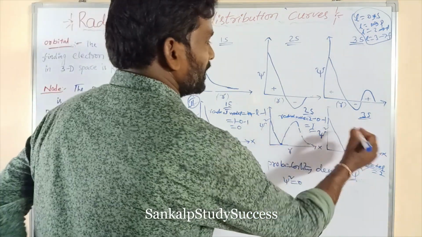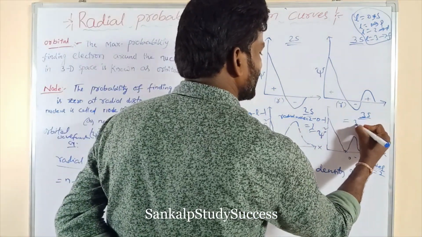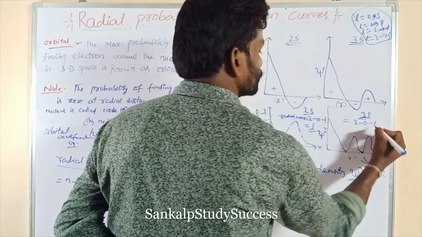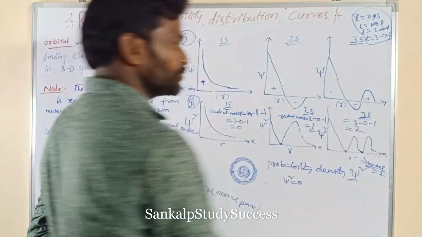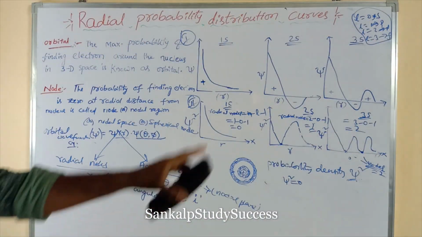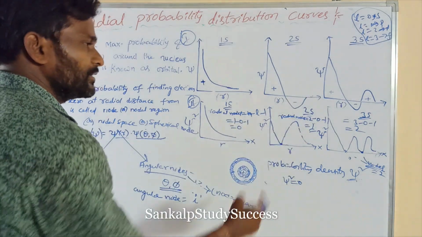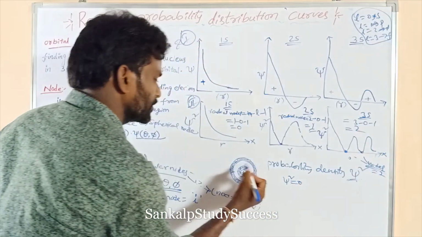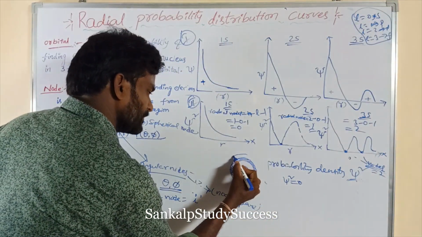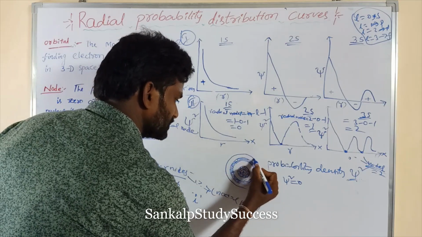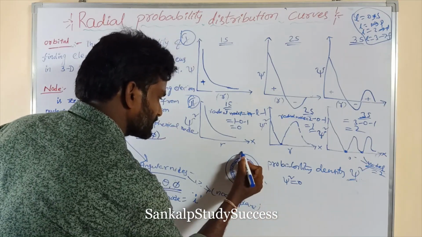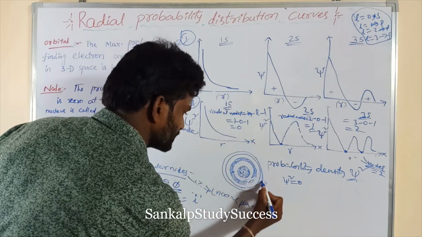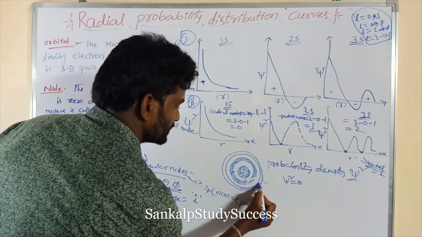For 3s orbital, n minus L minus 1, what is n? 3, minus L, which is 0 for S orbital, minus 1. So 3 minus 1 means 2. So how many radial nodes for 3s orbital? 2 nodes. This is 1, this is 1. This is the diagram for 3s orbital. The s orbital is spherical in shape.